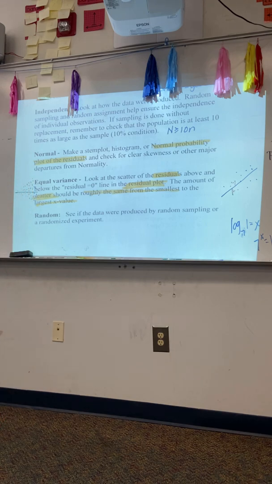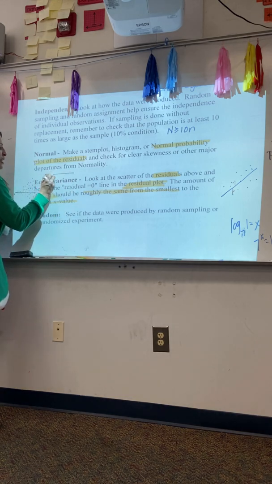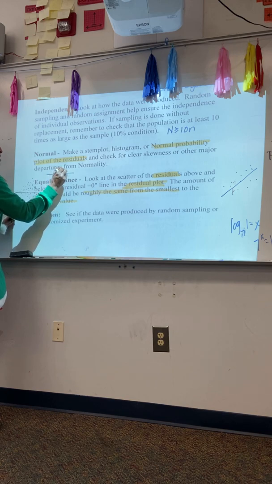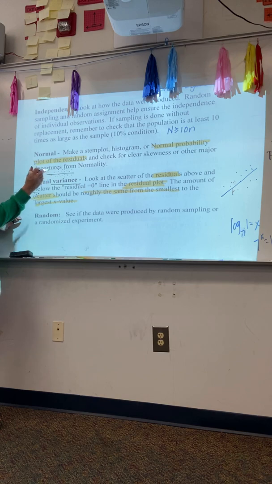Okay, does it look like my scatter plot right here? The scatter is roughly the same from my smallest x to my largest x? No. Okay, so that right there would not be equal variance. What we want is, obviously no pattern, but we want the spread, if you will. Variance means variability, spread, right? We want the spread to be about the same from the smallest x value to the largest x value.